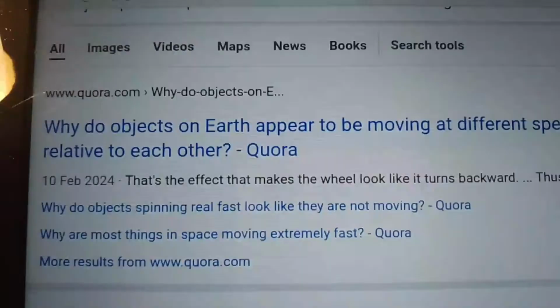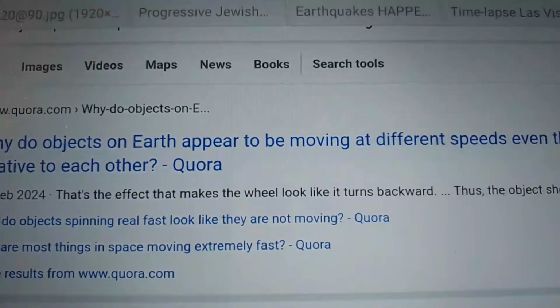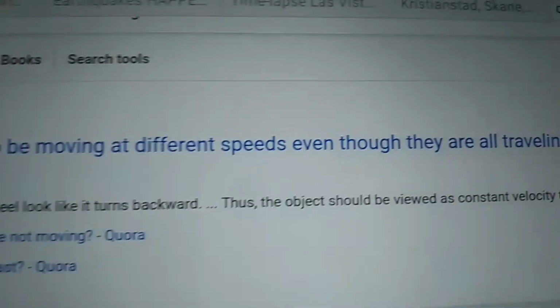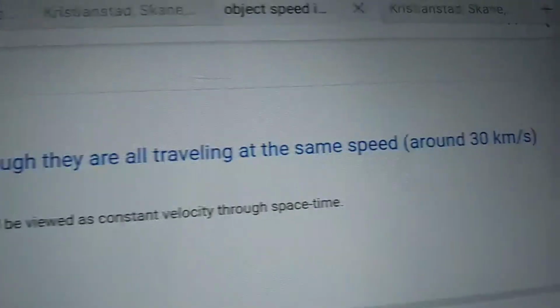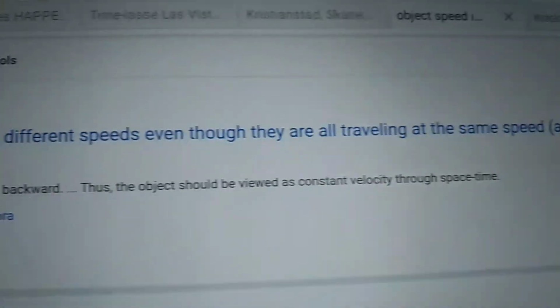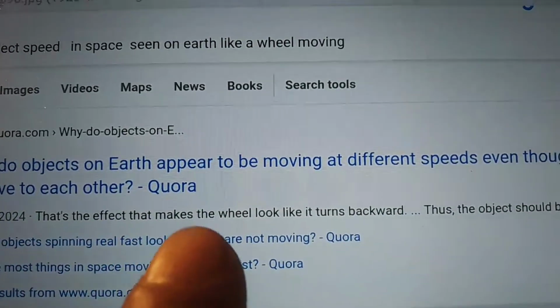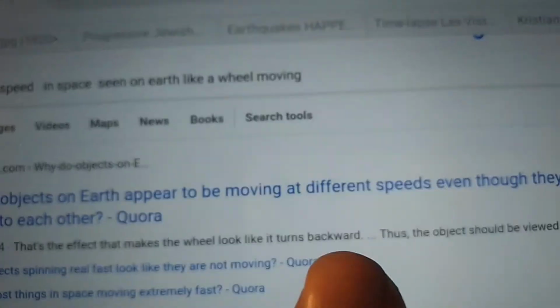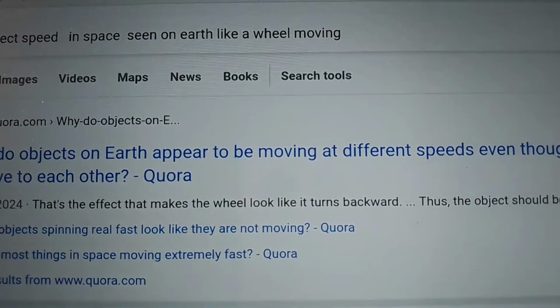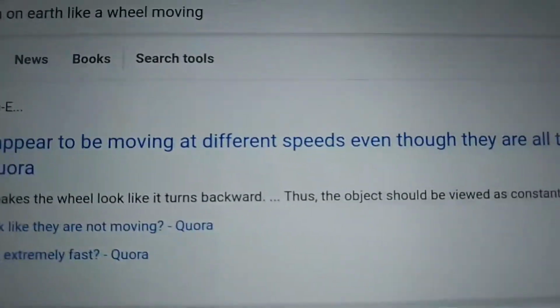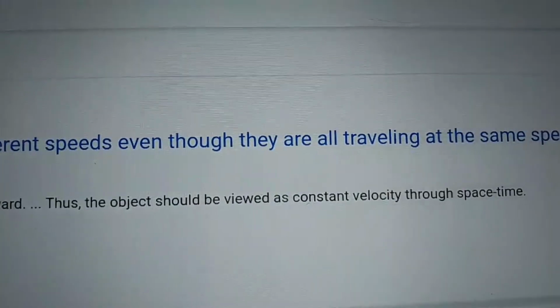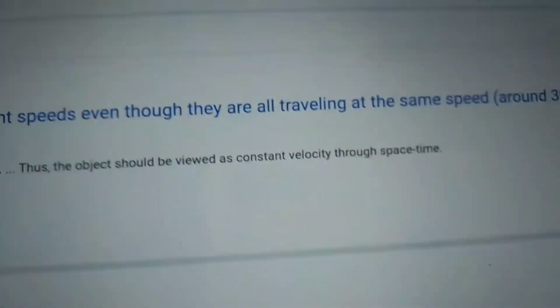This is what I was looking for. Let's read together. Why do objects on Earth appear to be moving at different speeds, even though they are all traveling at the same speed, around 30 kilometers per second relative to each other? So this is the site. That's the effect that makes the wheel look like it turns backward. Thus, the object should be viewed as constant velocity through space-time.